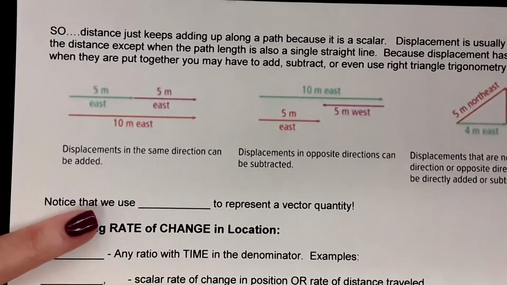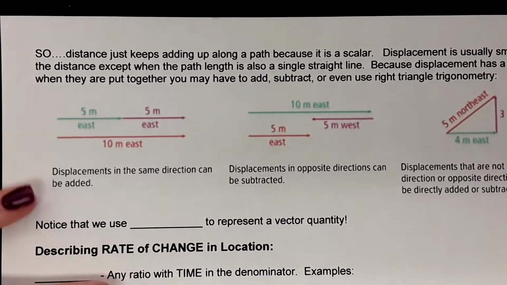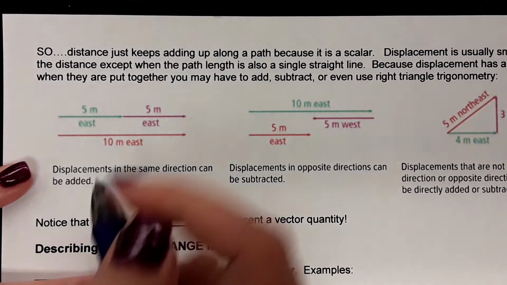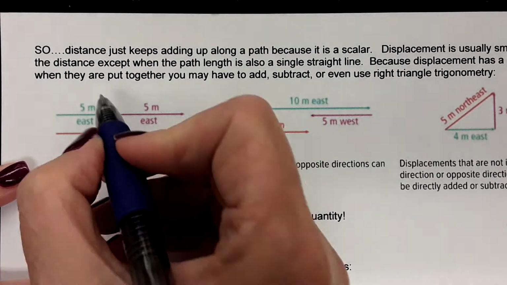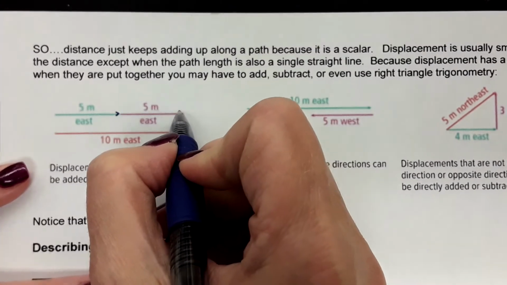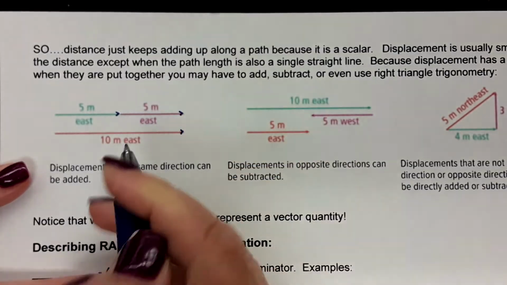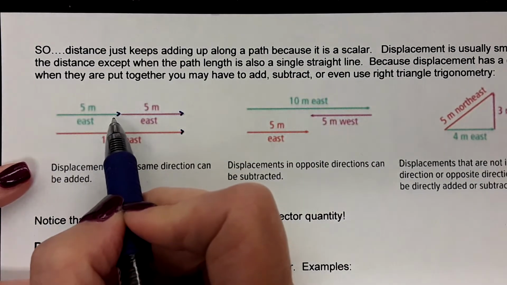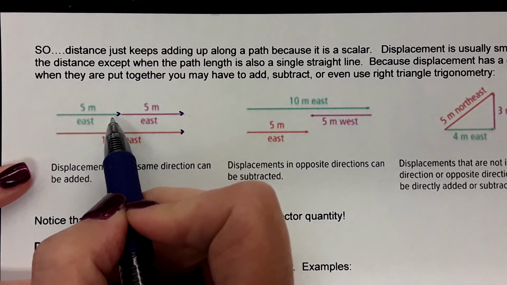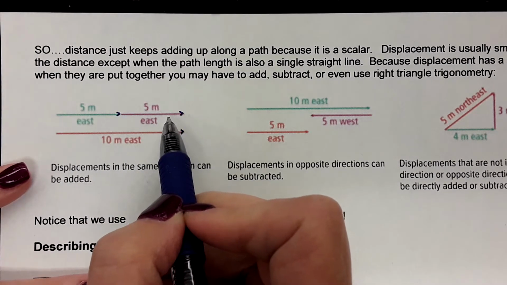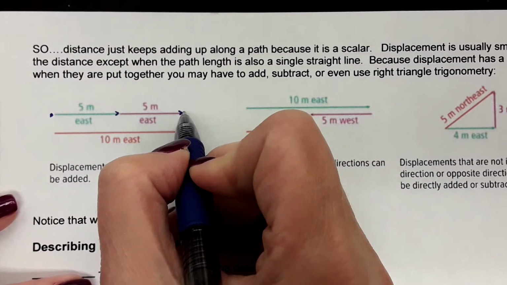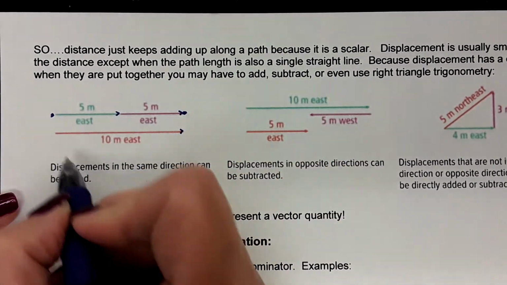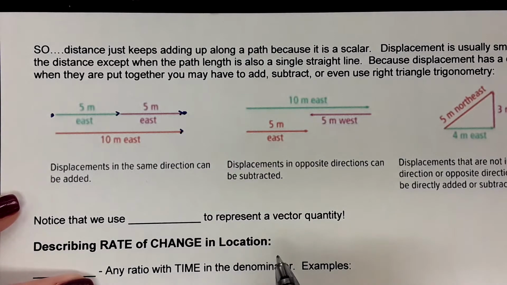Notice, in this picture, we've got some more displacements. All right? And you can't see the arrowheads on these very well. I'm sorry about that, but there's a little arrowhead here and a little arrowhead there and one there. Let's suppose you went 5 meters east, stopped for a while, and then 5 meters east again. So your total displacement from start to end is the sum of those two. It's 10 meters to the east.